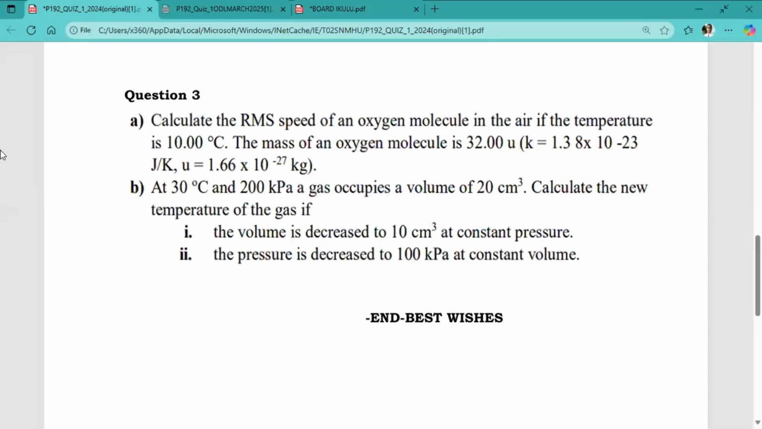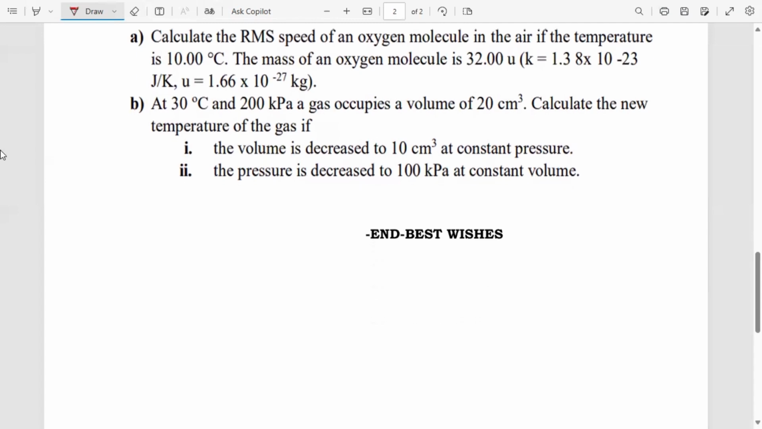Question B is saying at 30 degrees Celsius and 200 kilopascals, a gas occupies a volume of 20 cubic centimeters. Calculate the new temperature of the gas if 1, the volume is decreased to 10 cubic centimeters at constant pressure, but 2, the pressure is decreased to 100 kilopascals at constant volume. So this one is a very simple question.